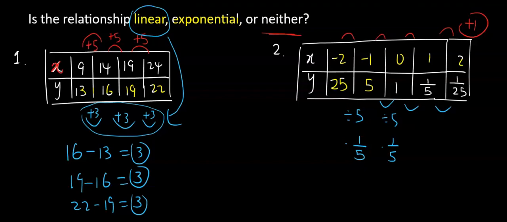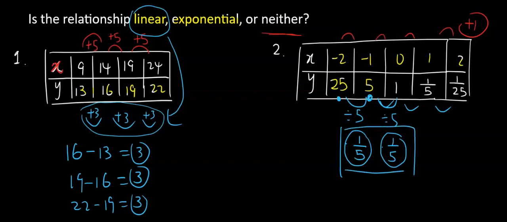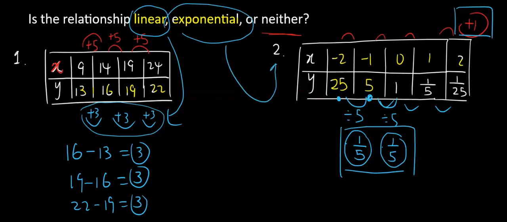Therefore, you consistently find there is a ratio. You see, 1 over 5, that is in the form of a ratio. Therefore, we say from this step to the next step, we always multiply by 1/5. Now, we found our consistent ratio that matches the consistent difference of the x values. Therefore, we say this relationship is exponential.